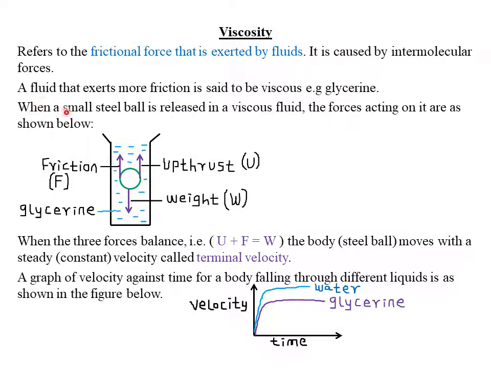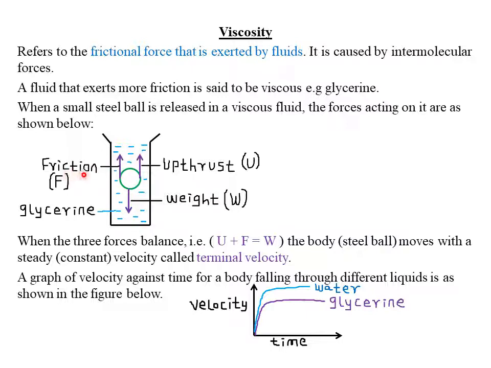Next, we look at when a steel ball is released in a viscous fluid, for example, glycerin or porridge, or sometimes oil, which has a higher viscosity as compared to water. Then the forces acting on it are as shown below. Someone can ask you to indicate the forces acting on a body which is released in a highly viscous fluid. So the forces acting: one, we shall have the upthrust force acting upward. Remember, upthrust is an upward force that is exerted on a body immersed in a fluid. So upthrust force always acts upward.